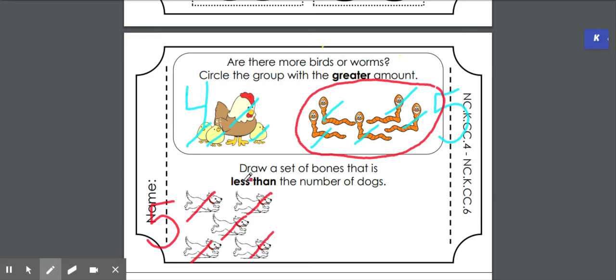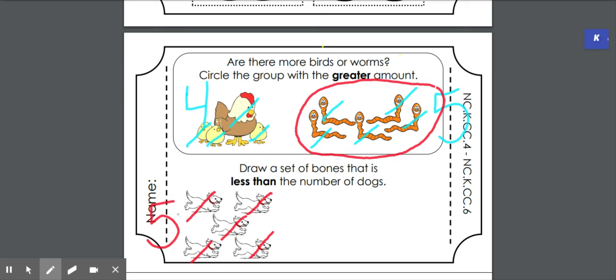less than. So will I draw more than 5? No, I'm not going to draw more than 5. Less. Less will be smaller. So let's think of a number that is less than 5. If we're doing less, think about that vertical number line game. If you are on 5, what number is less than 5? You would go down that vertical number line. So what would be under 5? 4. We could draw 4 bones.